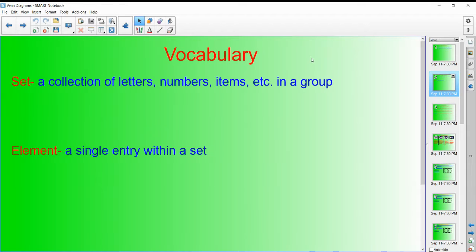And an element is a single entry. So 2 would be an element in the set of even numbers. 4, 6, each one would be an element. Okay, we could also have sets of data. So for example, we could have sets as in a type of clothing. And an element would be pants, or an element would be socks. We have sets, which are collections of elements.